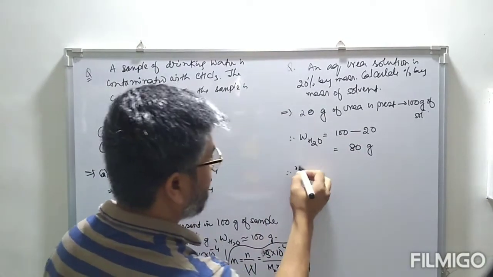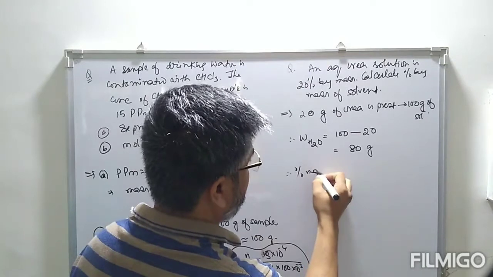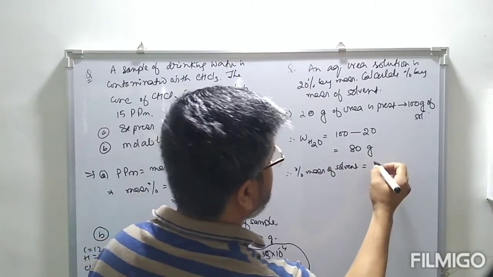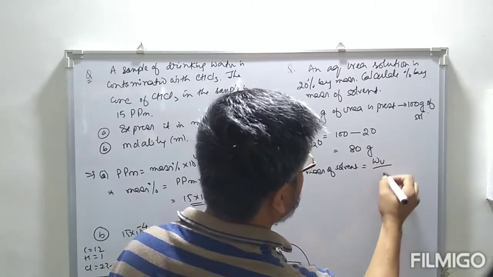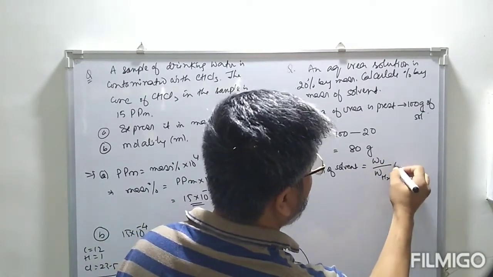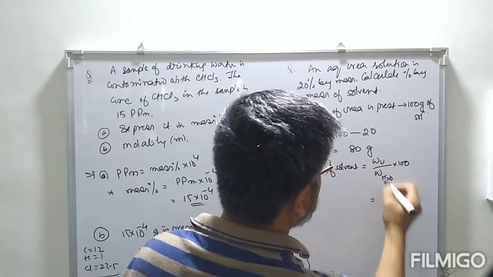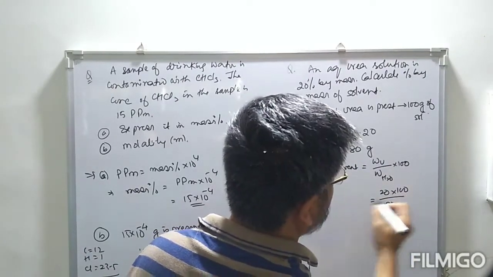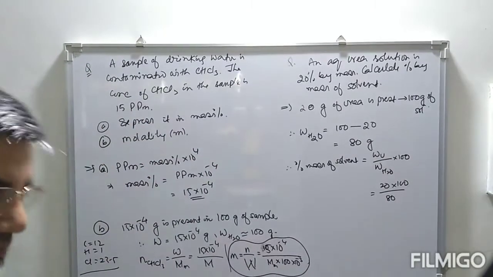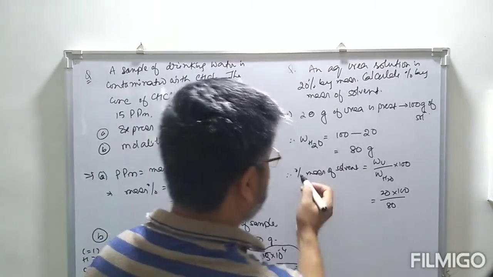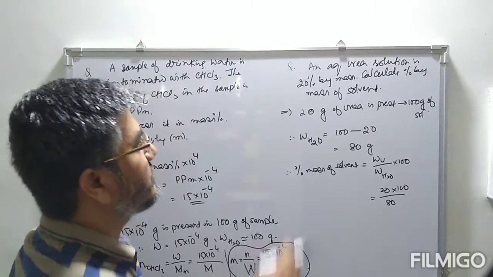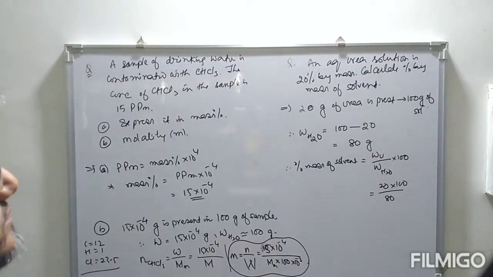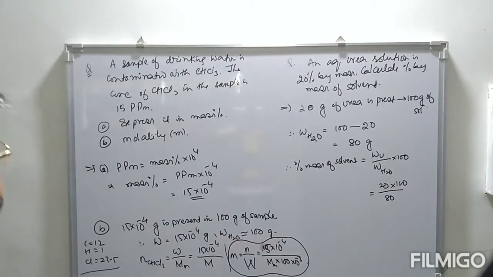So therefore, percentage by mass of solvent is mass of urea divided by mass of water into 100. So urea is 20. So this is the percentage by mass of solvent from this percentage by mass of solution.